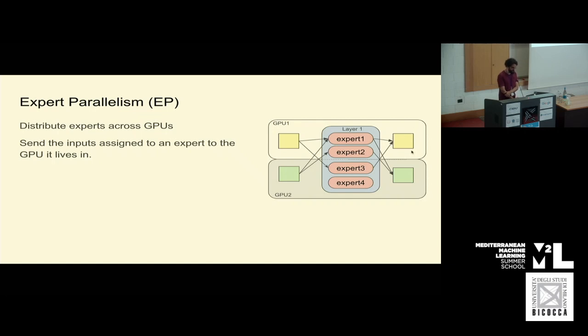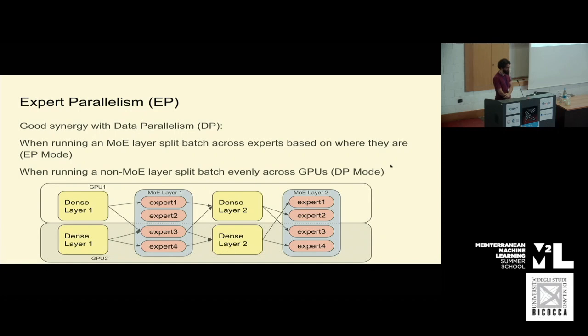You can see in the diagram here, in this case, we have two GPUs and two different inputs, and they're just being routed through the GPUs and then routed back to continue the computation. And this has a good synergy with data parallelism, which is a more familiar technique, right? In data parallelism, you have a big batch, you split it across many GPUs, you copy the model over the GPUs, you run each slice of the batch independently on the GPUs, and then you aggregate the gradients.